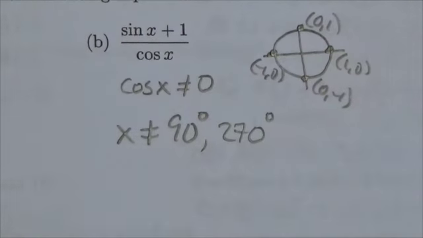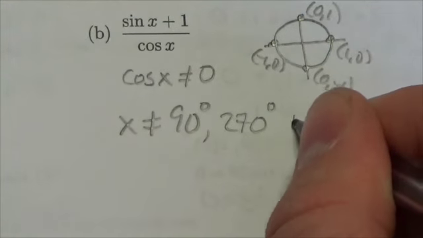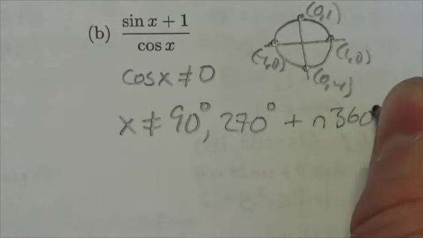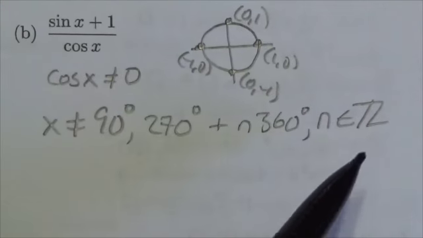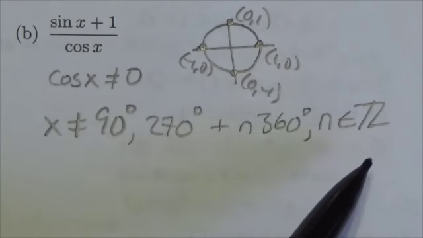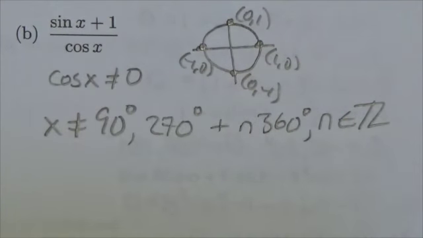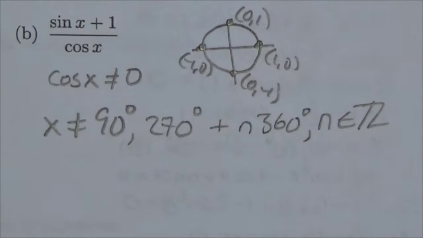Now, those aren't the only two. Remember, cosine is a periodic function. It repeats, and it repeats every 360 degrees. So 90 degrees or 270 plus n times 360, where n is an element of the integers. And again, I'm going to use a Z to represent integers because that's what you're going to see when you get to university. That's the common symbol for that. I know that we will typically allow I, but Z's the correct symbol there.